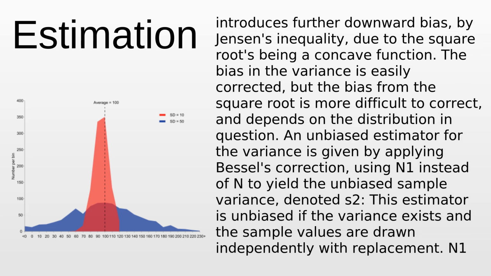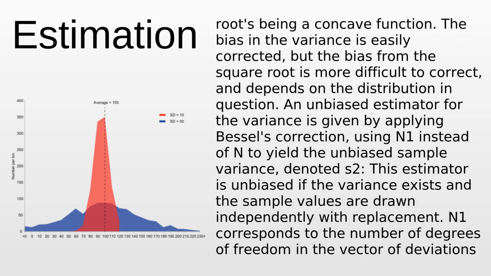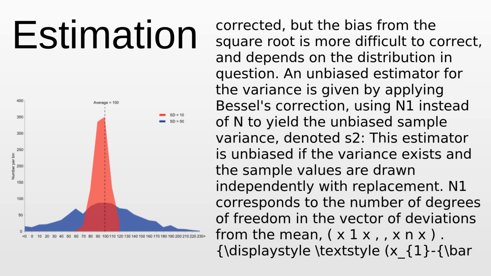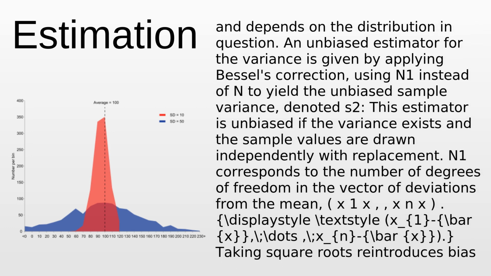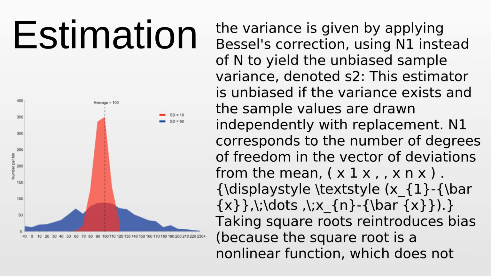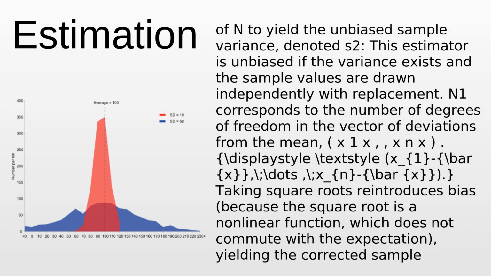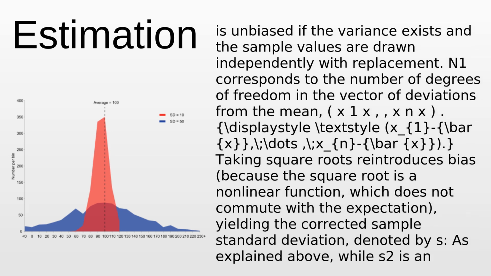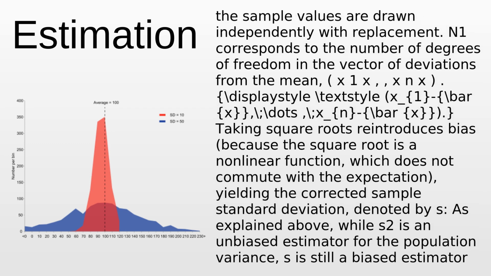An unbiased estimator for the variance is given by applying Bessel's correction, using n - 1 instead of n to yield the unbiased sample variance, denoted S². This estimator is unbiased if the variance exists and the sample values are drawn independently with replacement. n - 1 corresponds to the number of degrees of freedom in the vector of deviations from the mean, {x_1 - x̄, ..., x_n - x̄}.